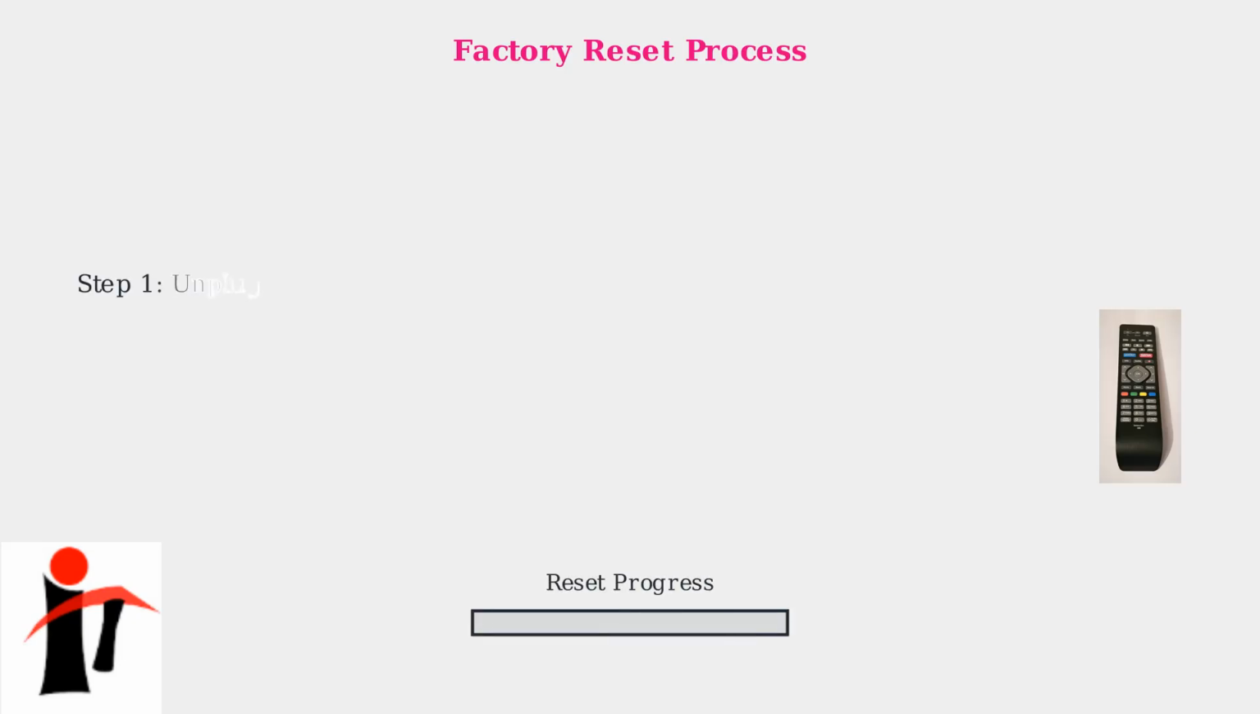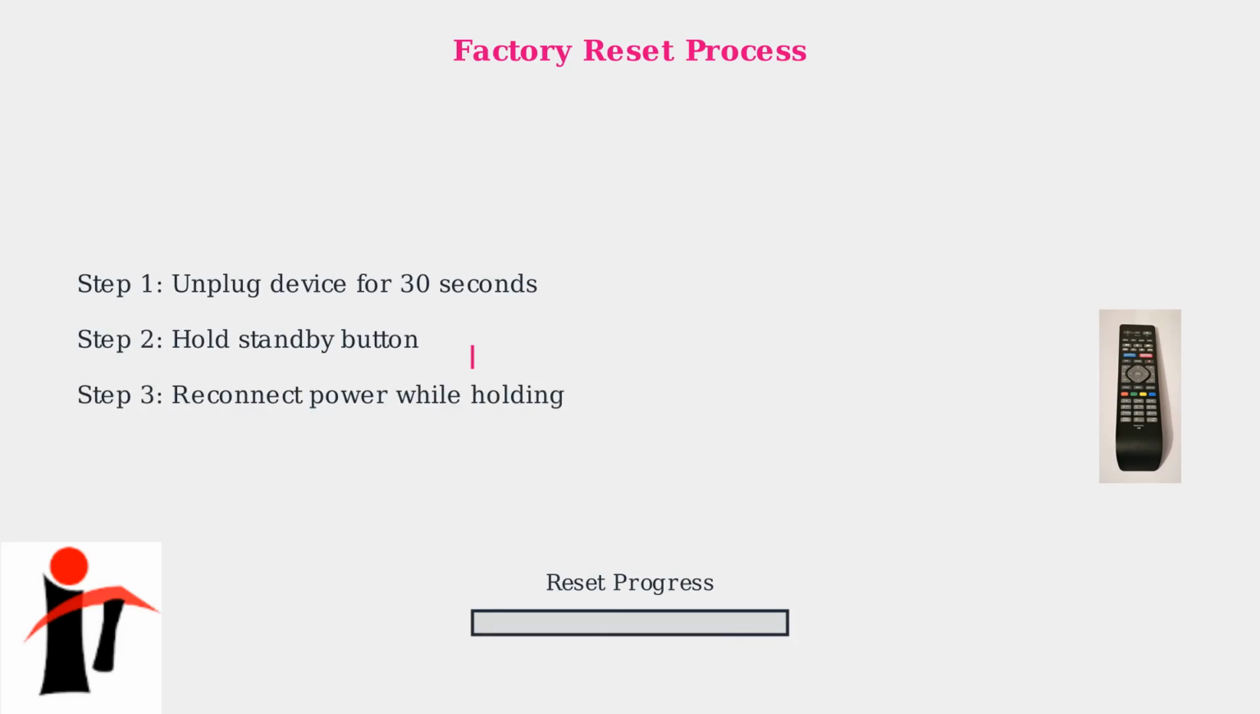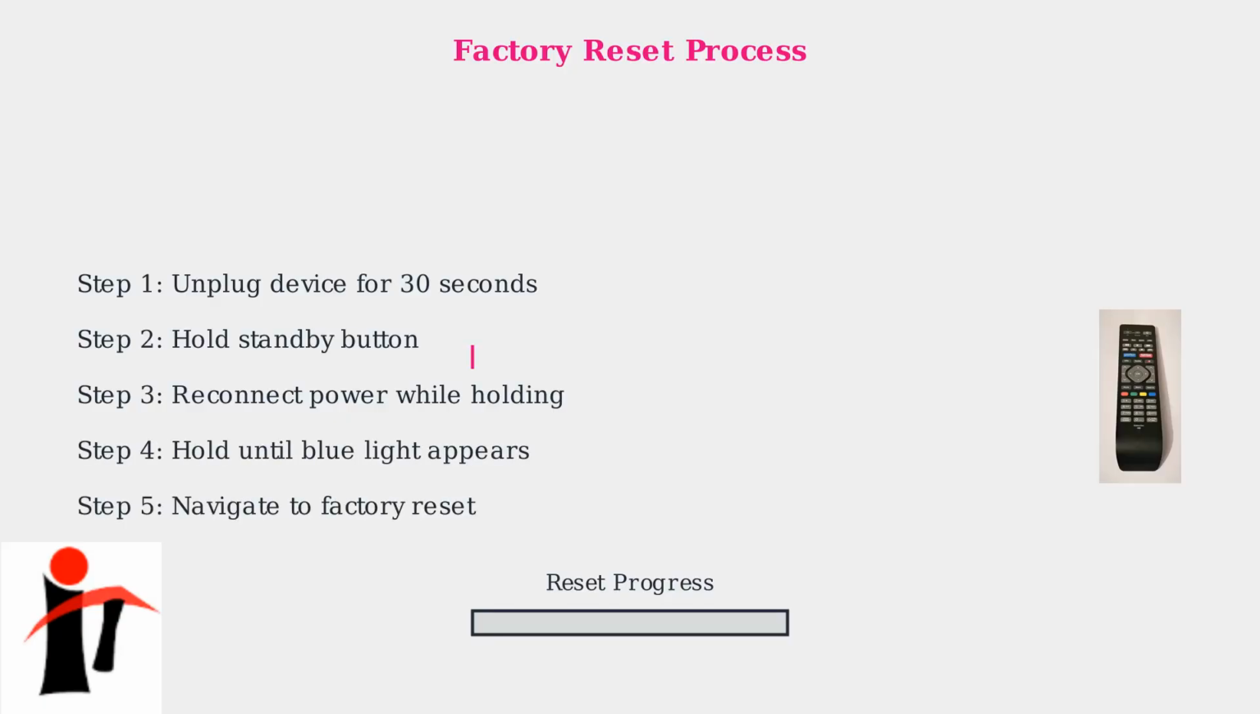Follow these 5 steps carefully. First, unplug your device for 30 seconds to ensure complete power drain. Then hold the standby button while reconnecting power. Continue holding the standby button until you see a blue light appear. This indicates the device is entering recovery mode. Then navigate to the factory reset option and allow the complete reinstallation process.